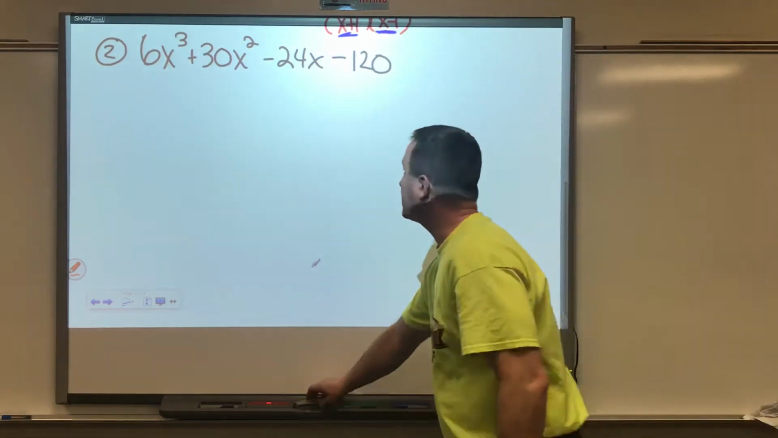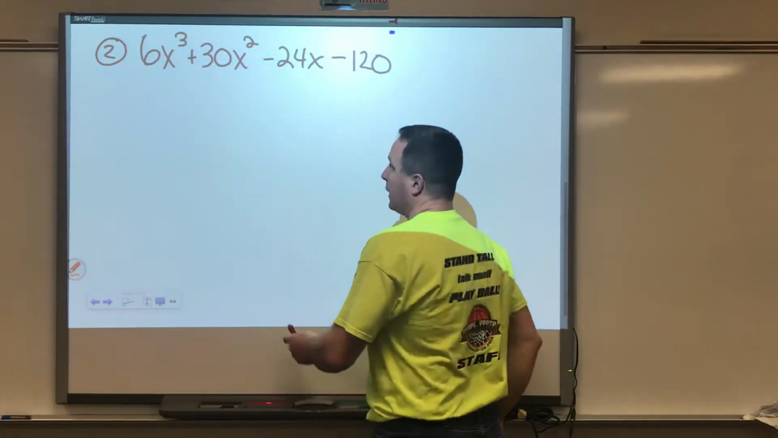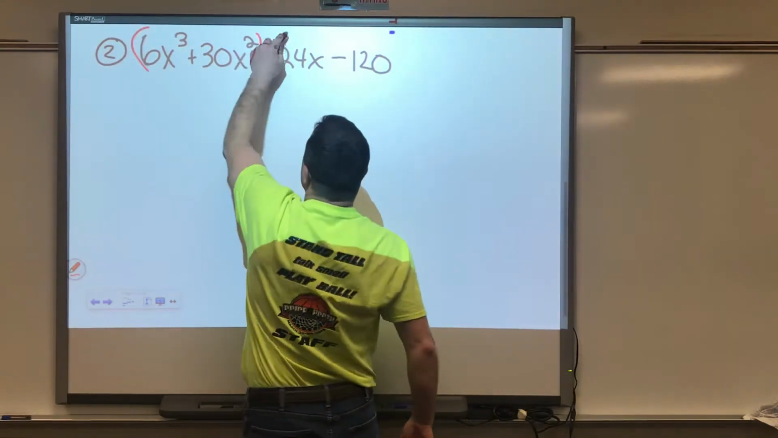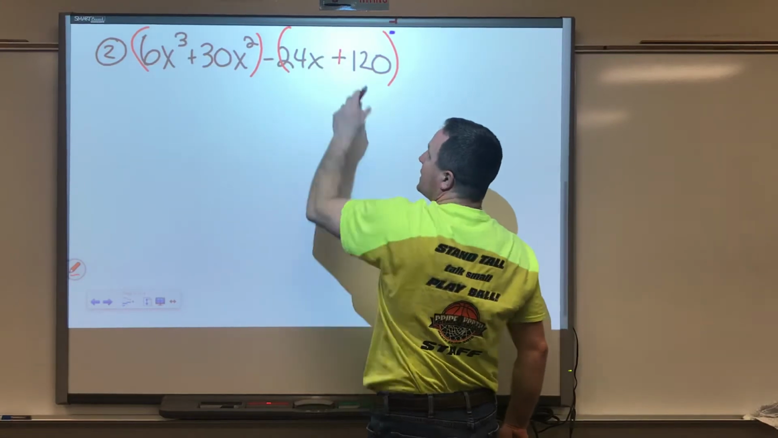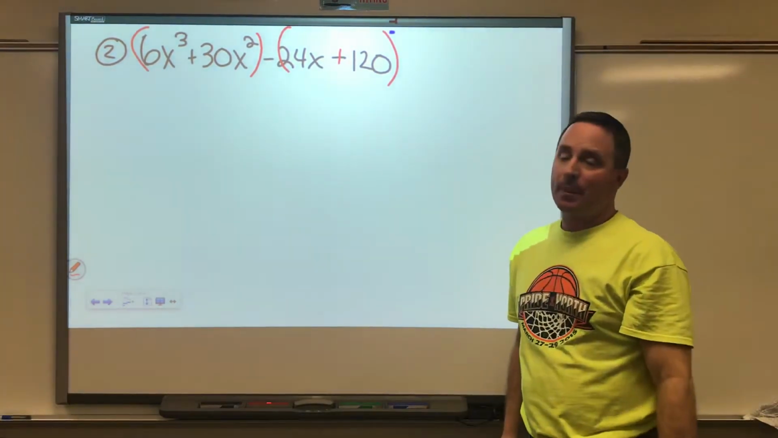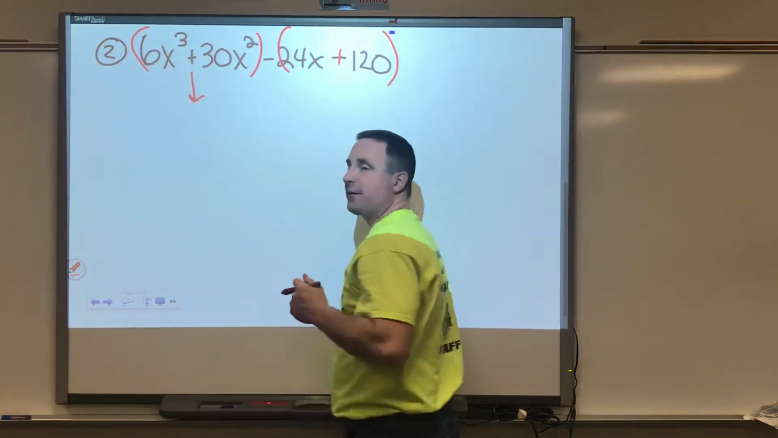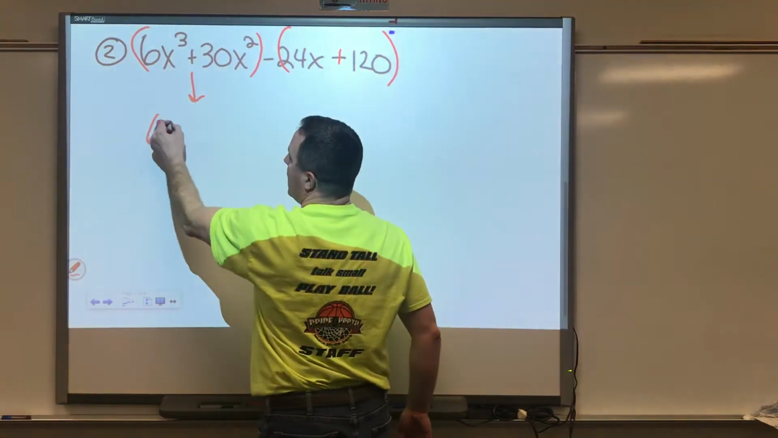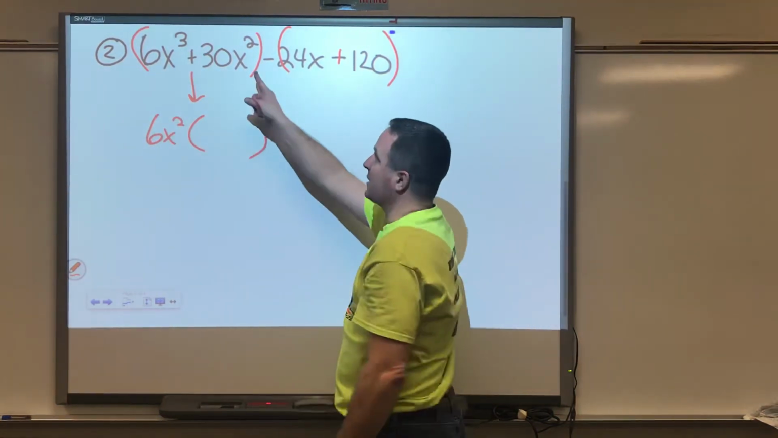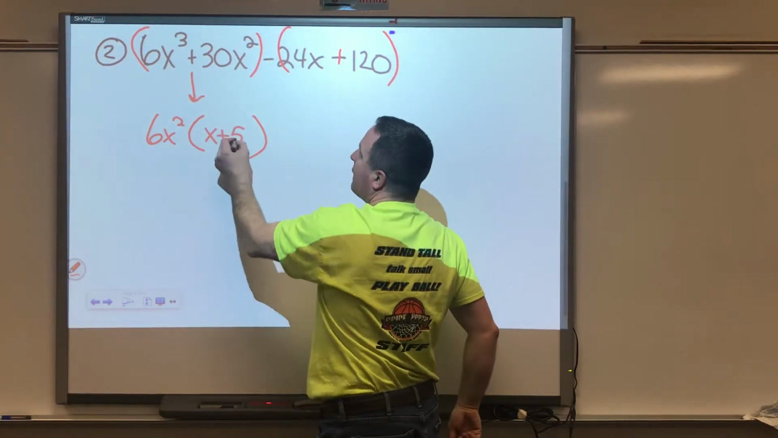Okay, let me erase this up here. Okay, let's try this. What if I group the first 2 terms, the last 2 terms, and remember I see a minus sign, so I got to go to plus again. The first terms have a greatest common factor, and if you look at your factor sheet, the biggest number that goes into 6 and 30 is a 6. And I think I can take out 2 of the x's, an x squared. And what's left over is an x plus 5.